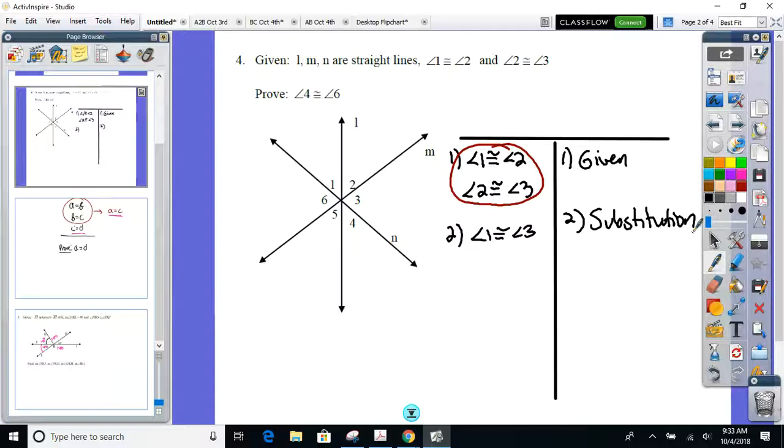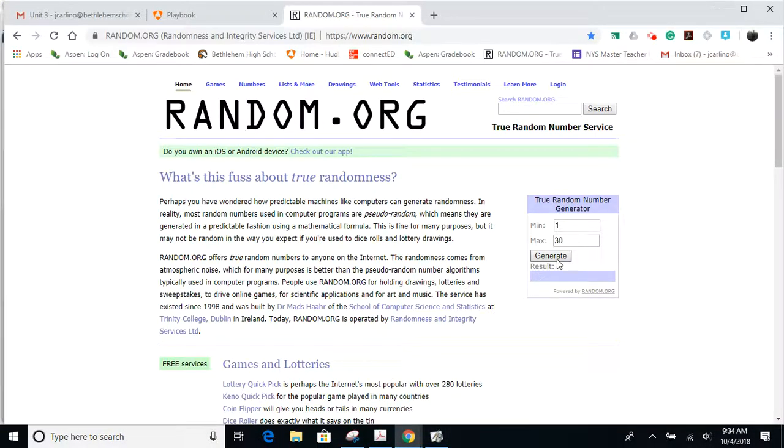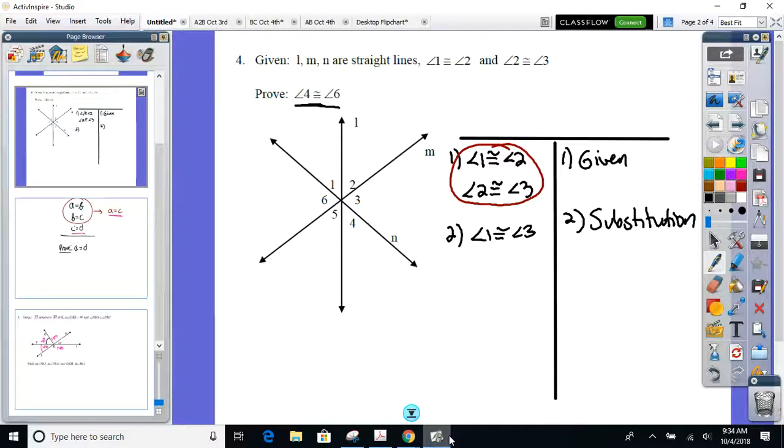Look at your diagram. Can you give me any other pairs of angles that may be congruent based on that diagram? And remember where our goal is. Our goal is to get 4 and 6. So hopefully you want to start telling me something about angle 4 or maybe something about angle 6. Can you do that for me on the diagram? Can you do that for me?